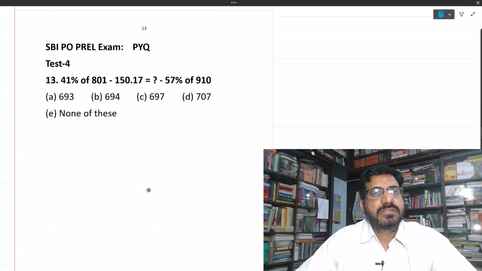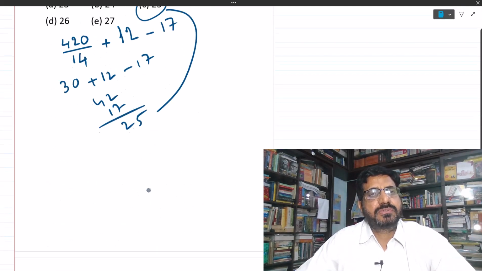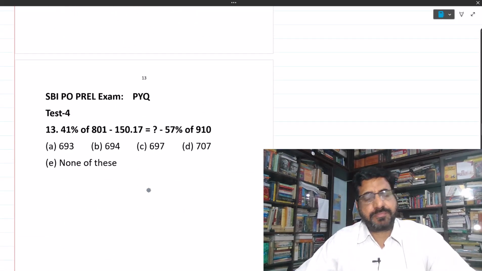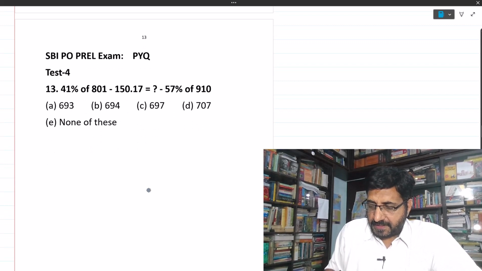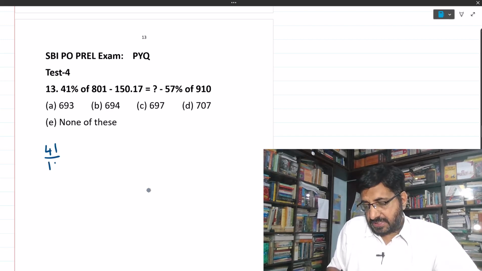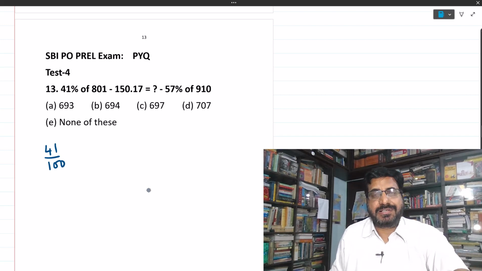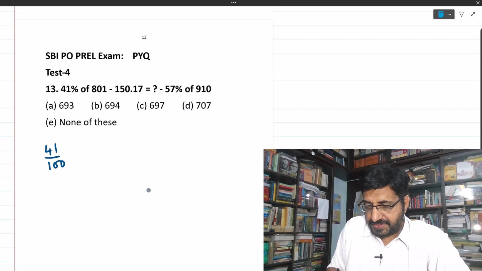12 is over, next 13. Again start with approximation. Here 41% means the denominator will get 100. Half is into 801 minus 150. 0.17 you can neglect, so it is 150.